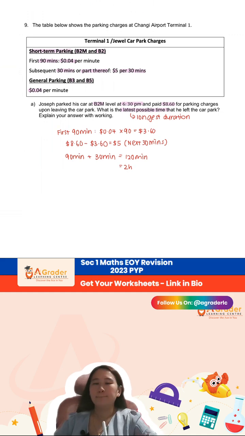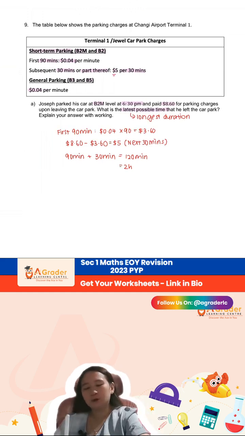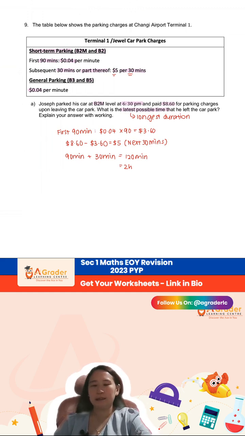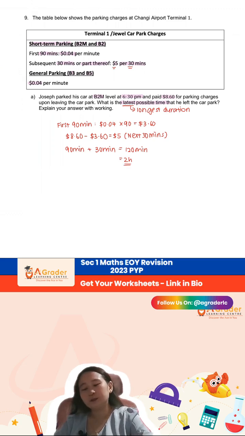You don't have to take 5 divided by 5. Since you know that there's one group of 30 minutes, you just need to add another 30 minutes to it. And then they ask for the latest possible time. So they're asking for the timing, which is 2 hours, the longest duration.